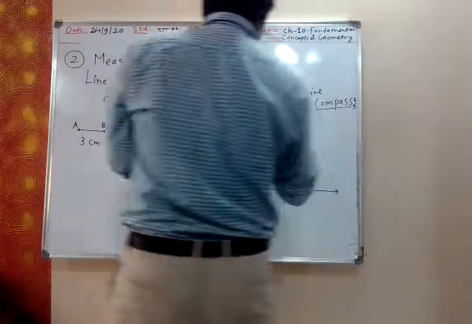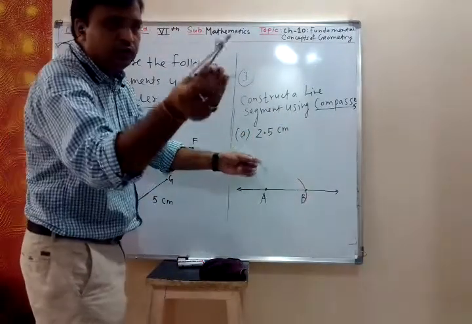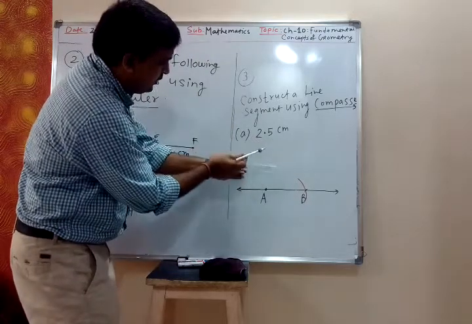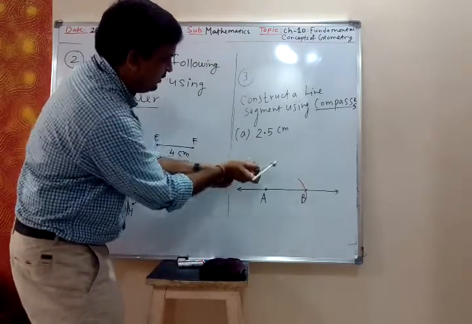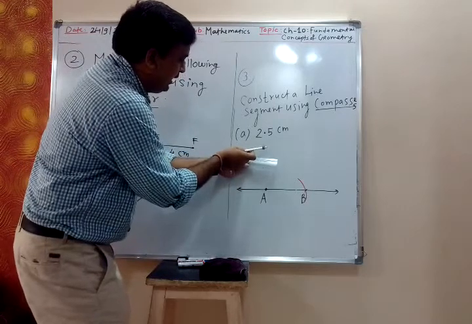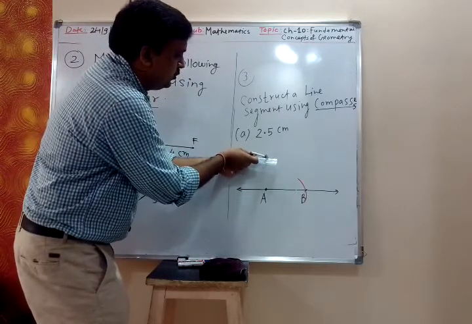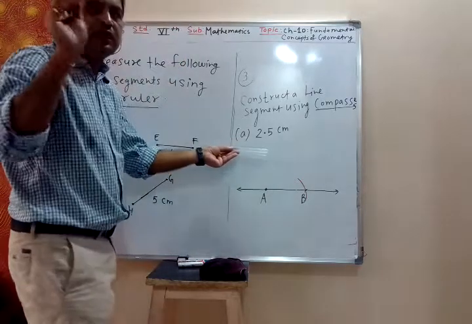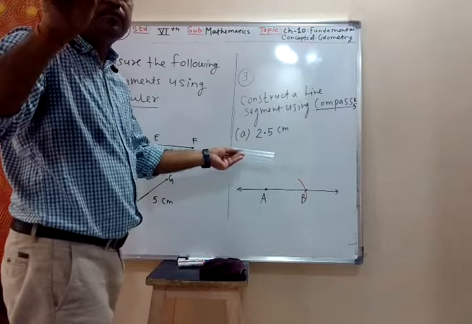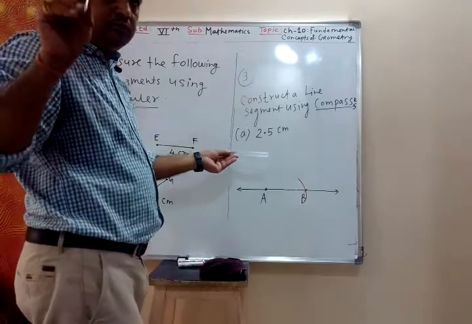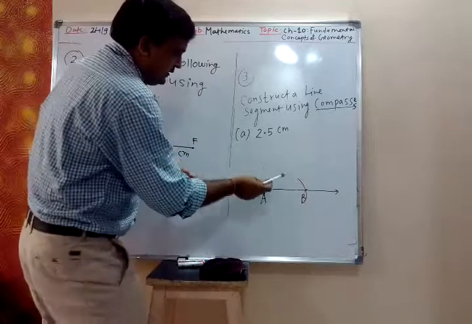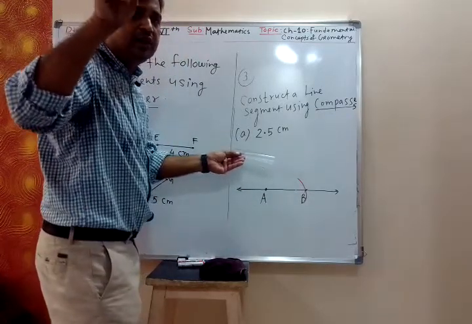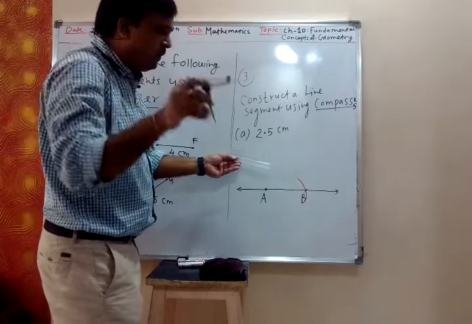Then now we want 2.5 centimeter length. So you will keep the rounder with pencil like this. Keep the scale. Now start from 0 and take 2.5 centimeter. 2.5 centimeter will be between 2 and 3. Between 2 and 3 there is one small line, that is called 5. So that is 2.5.